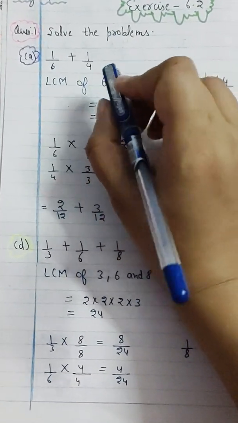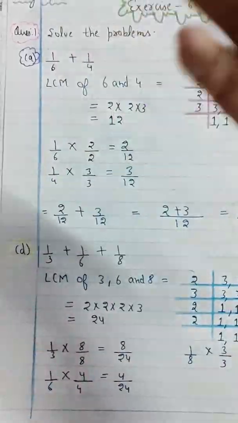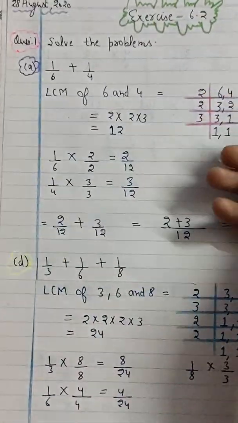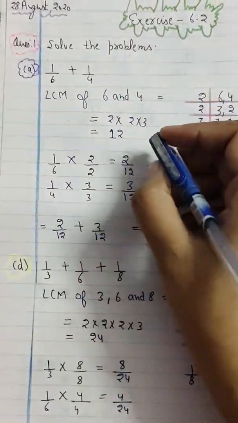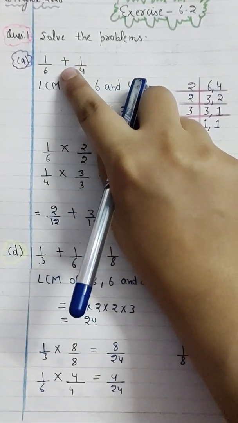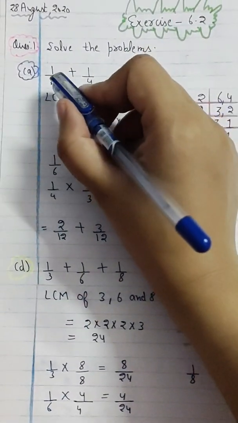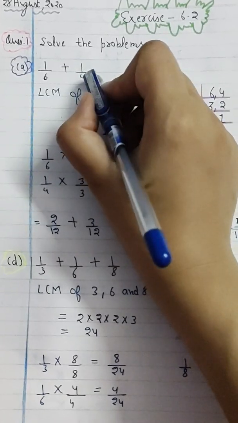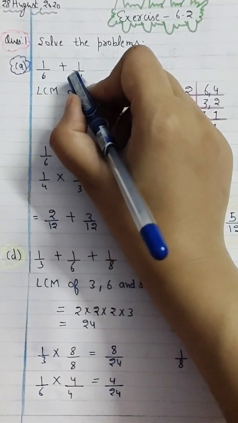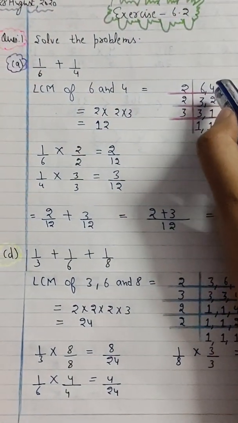Okay, so now what we have to find is, firstly, the same step that we followed for comparison. We will be doing the same step here. We have to do addition here. So firstly, the LCM of these two, 6 and 4. So what is the LCM of 6 and 4? How will we find it?